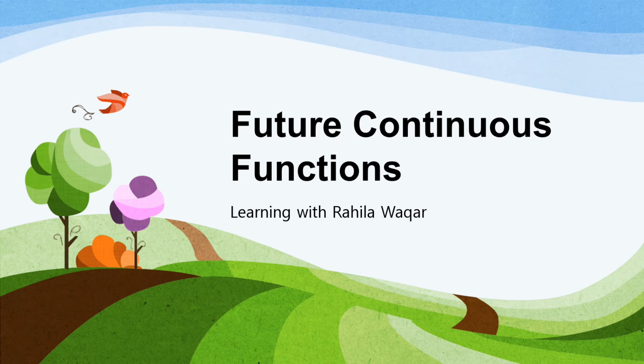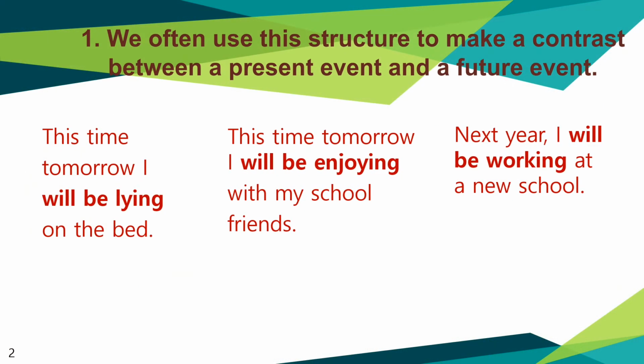Today we are going to learn about the functions of future continuous tense. Function number 1. We often use this structure to make a contrast between a present event and a future event. Let's look at some examples.